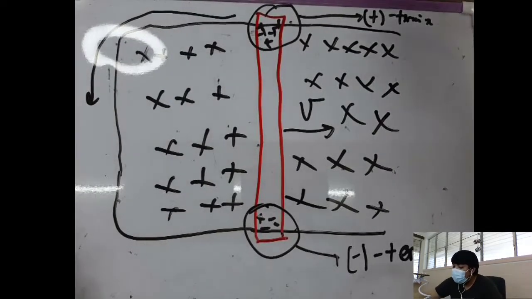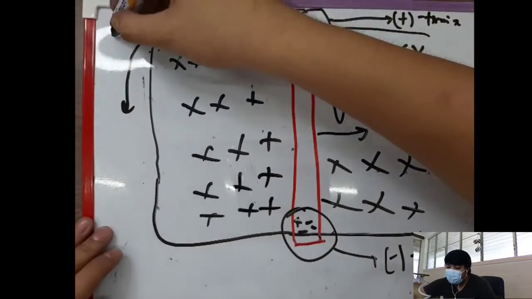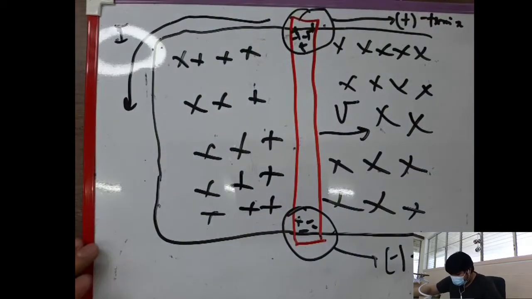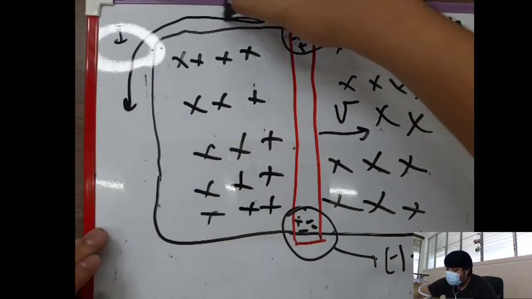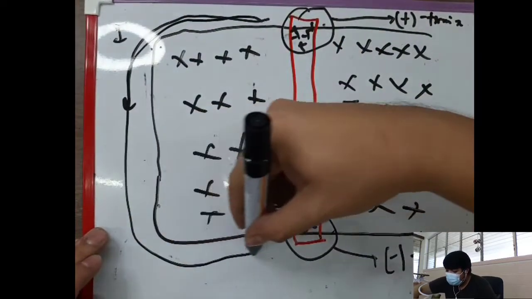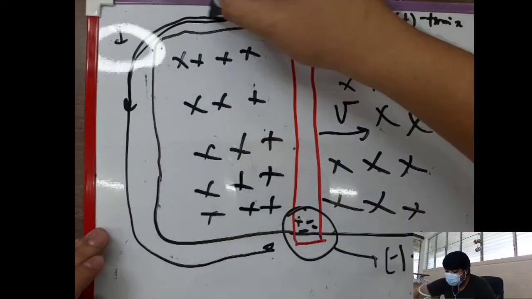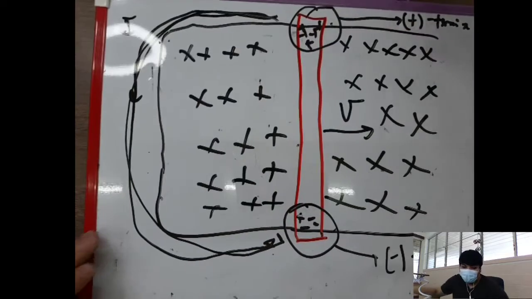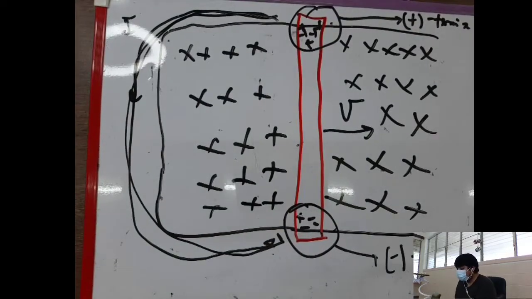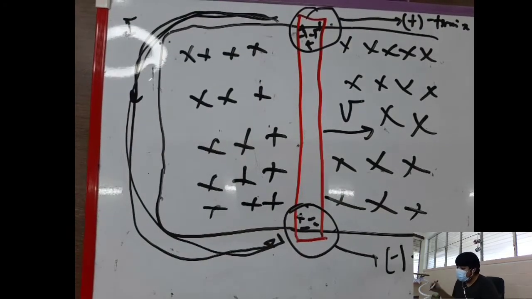Anyway, for the sake of physics, current is a movement of positive charges, so it will move towards here, right? It will move towards here. So this motion is counterclockwise. It will move towards there.